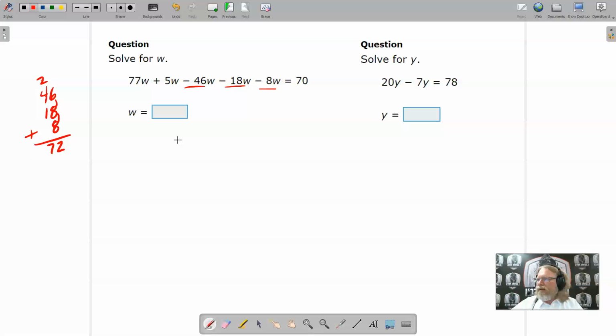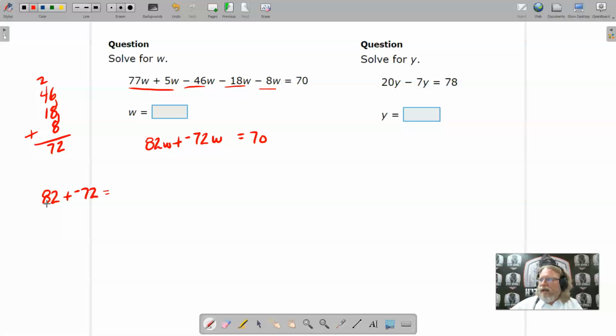So this is a plus negative, right? They're all negative, remember? Negative 72 W. Now let's put these 2 together here. 77 plus 5, what is that? 82? So we get 82 W and equals 70. So we've combined all the positive W's together, combined all the negative W's together, and now we need to combine the positives and the negatives together. So now we have 82 plus a negative 72.